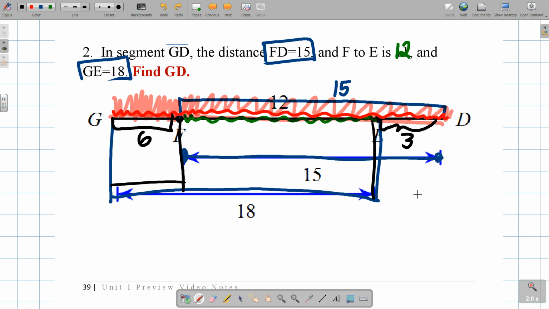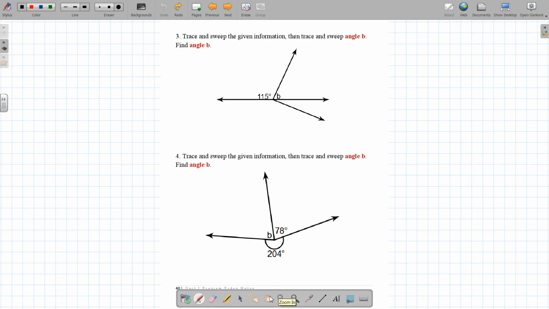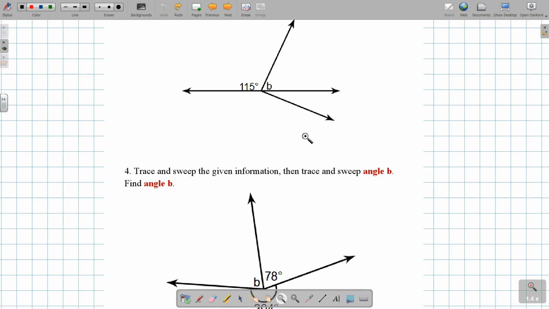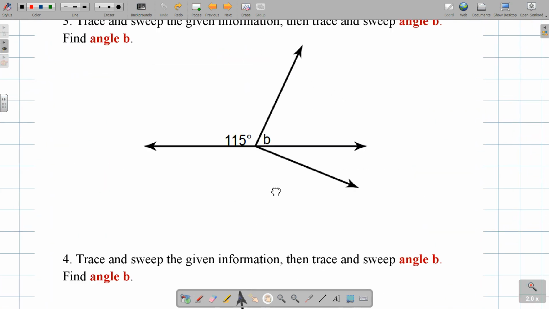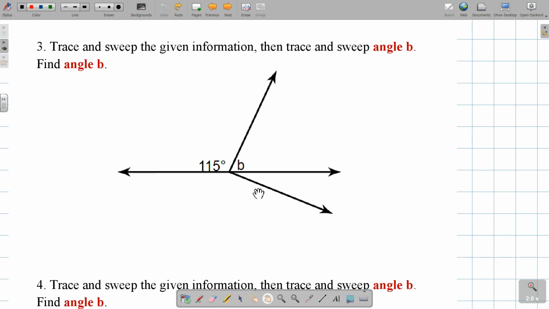We're going to trace and sweep the given information, trace and sweep angle B, find angle B. Our given information, let's just see what we have here. We have an angle, this angle is 115 degrees. Let's just physically trace it and sweep. Trace that 115, sweep the 115.